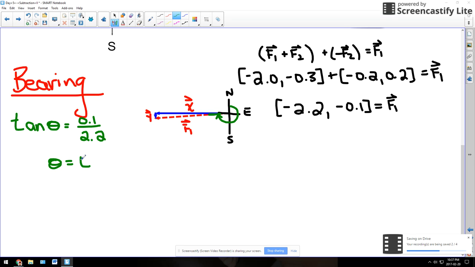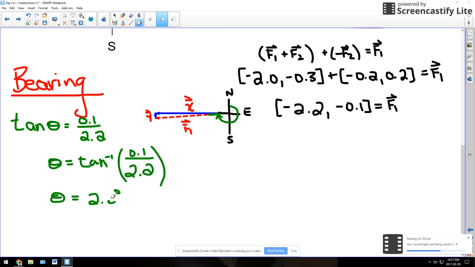Theta equals tan inverse of 0.1 over 2.2. So we should be expecting a pretty tiny angle here. If our diagram's to scale, which it's pretty closely to scale, this should be a relatively small angle. We get 2.6 degrees. Yeah, that's a very small angle. Doesn't look very good.